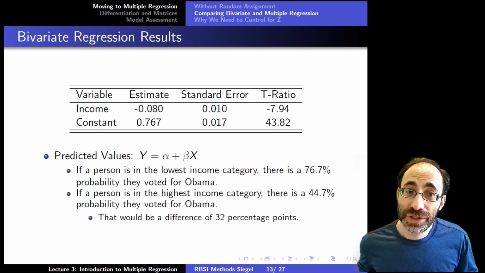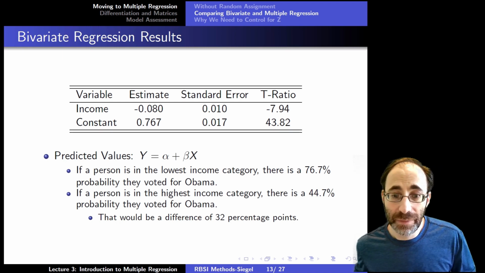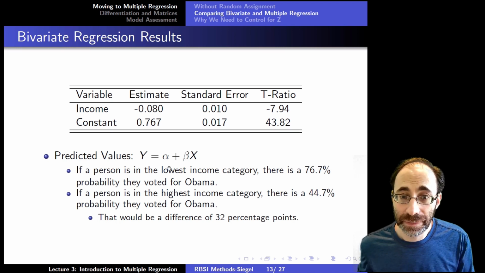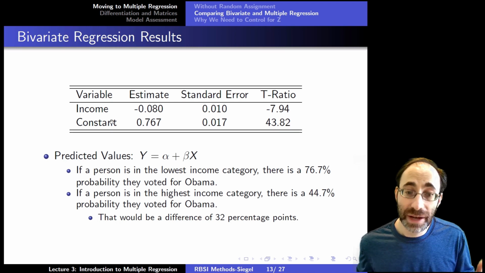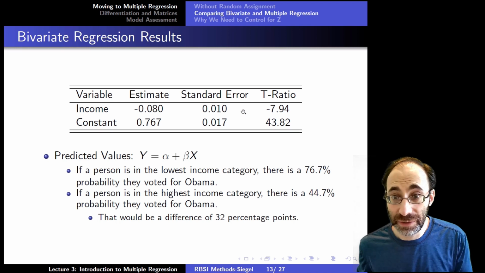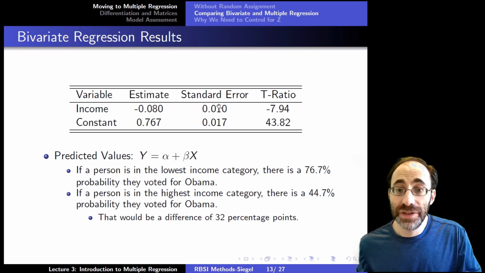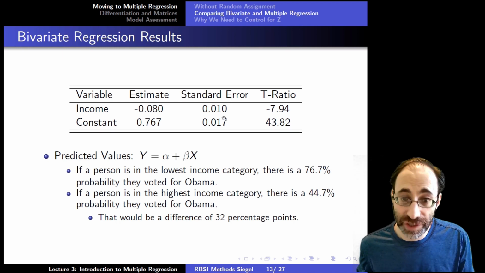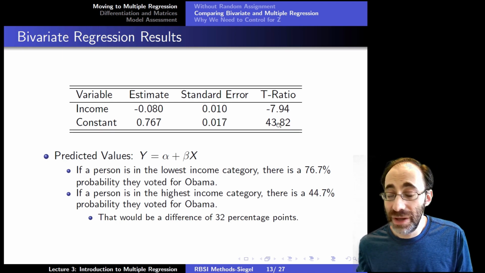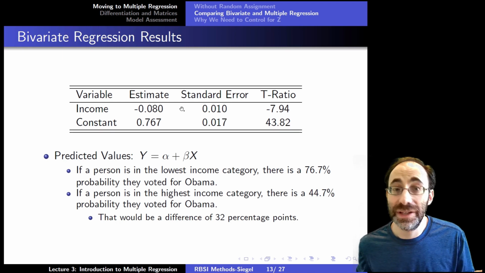Okay, so our model will start off with a simple bivariate model. And we have y equals alpha plus beta x. We have income and the constant, and this is the same kind of table you've been seeing recently, right? There's a column for the estimate for the coefficient. There's a column for the standard error of the coefficient. And there's a t-ratio, which is just the estimate divided by the standard error.